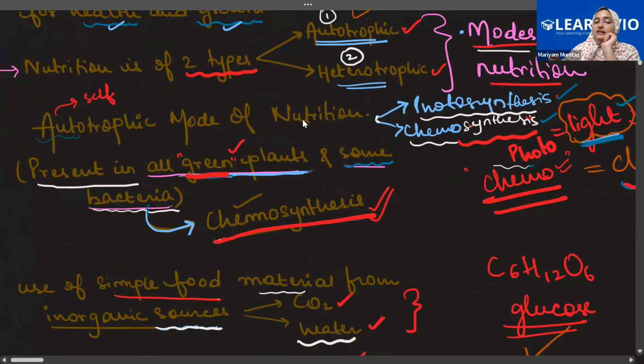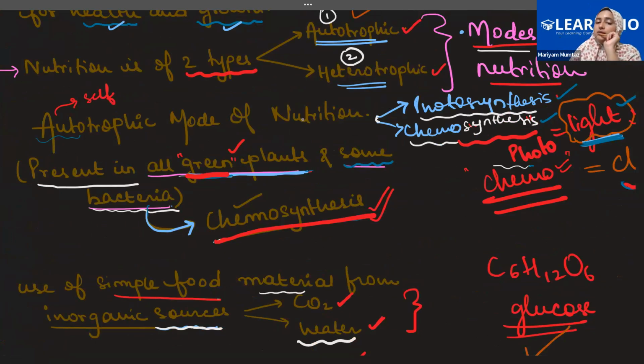Now, this kind is present in all the green plants. Remember, green plants. There is a variety of colors in plants, right? But out of them, only and only the green plants can do photosynthesis or the autotrophic mode of nutrition. And along with them, there are some bacteria that can do so. Now, why am I saying green plants only, students?